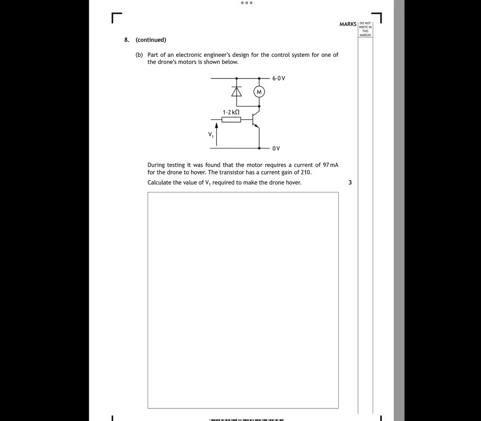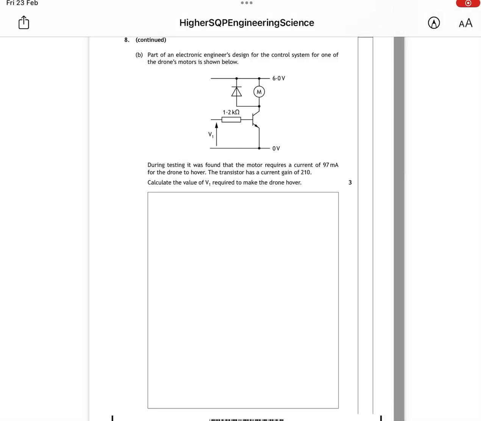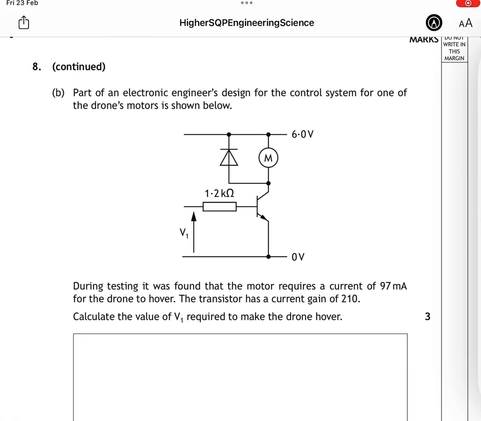So just now we're looking at question 8, part B from the Higher Engineering Specimen paper. And we're getting into analog electrics proper here. So this question is about a drone. Part of the design by the electrical engineer is shown for one of the drone's motors here.